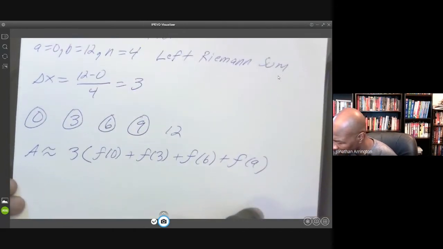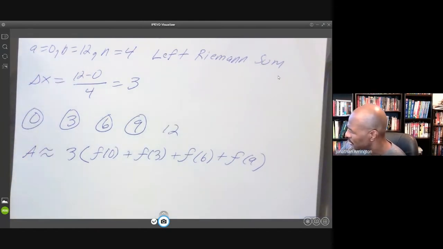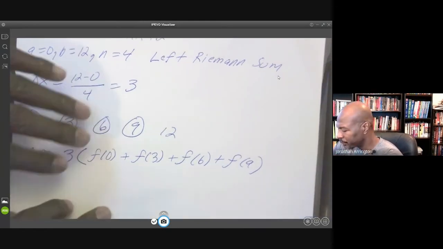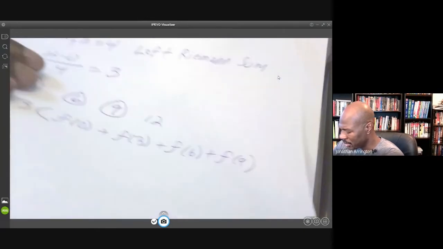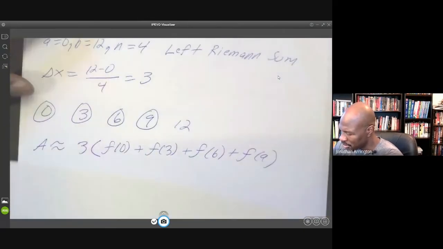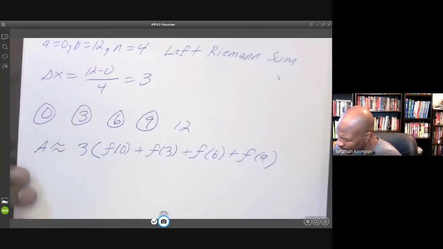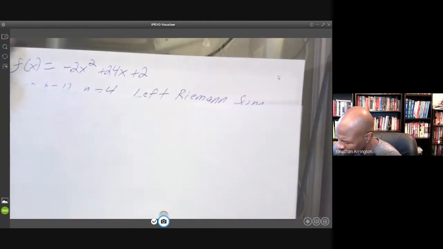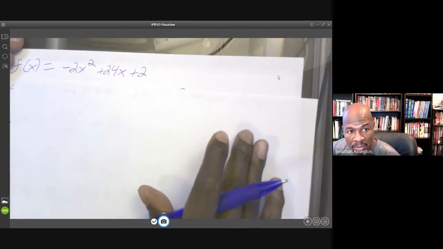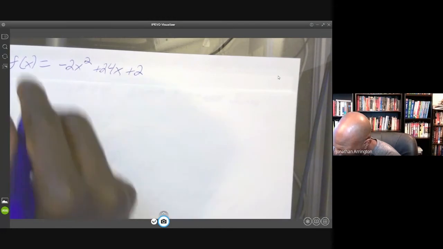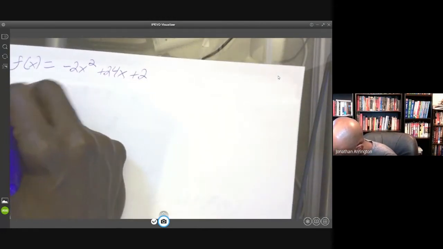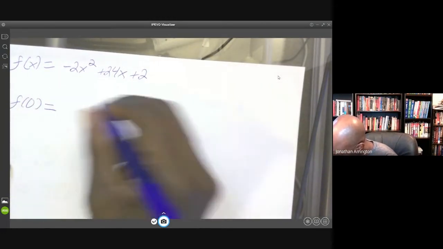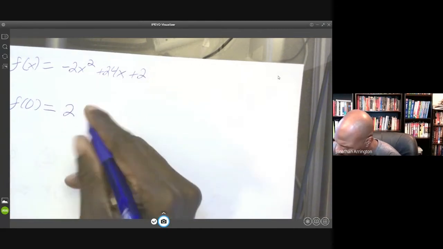All right, so I just need to figure out what those values are. I'm going to calculate those values separately real quick and then plug them in. It's a little bit of arithmetic for some of them. So I'm doing 0, 3, 6, and 9. I just want to see the function there to reference. Let me find f of 0, which is the easiest one to find. f of 0 would just be 2. Everything with x will become 0.